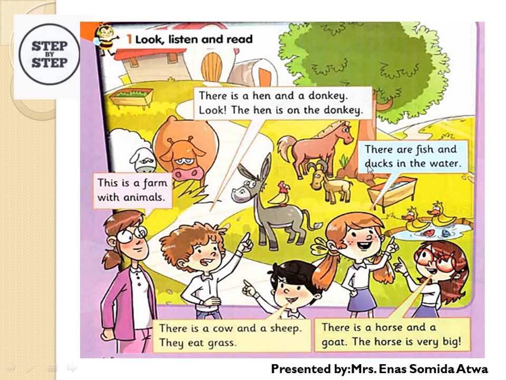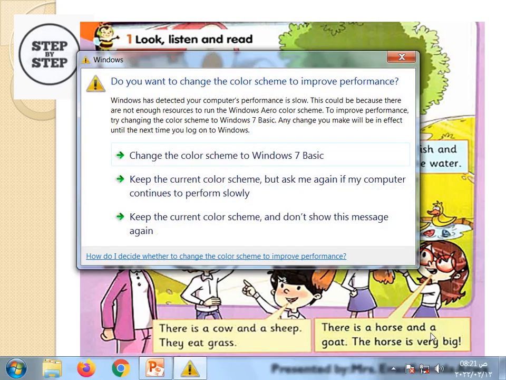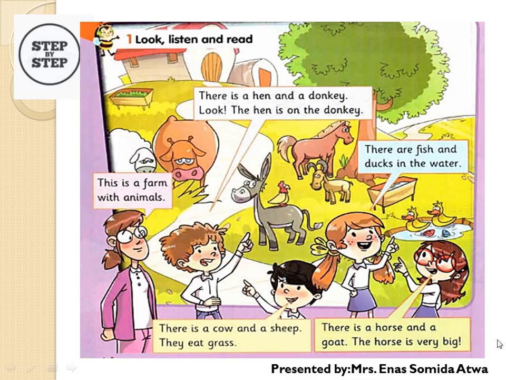أميرة بتقول there are fish and ducks in the water. في fish سمك و ducks بط في الwater في المية. هنا بتقول there is a horse and a goat. The horse is very big. Horse حصان. Goat المعزة. الهورس كبير قوي.